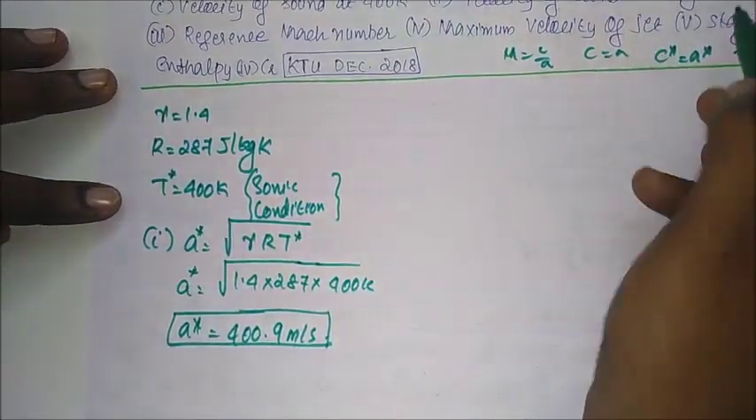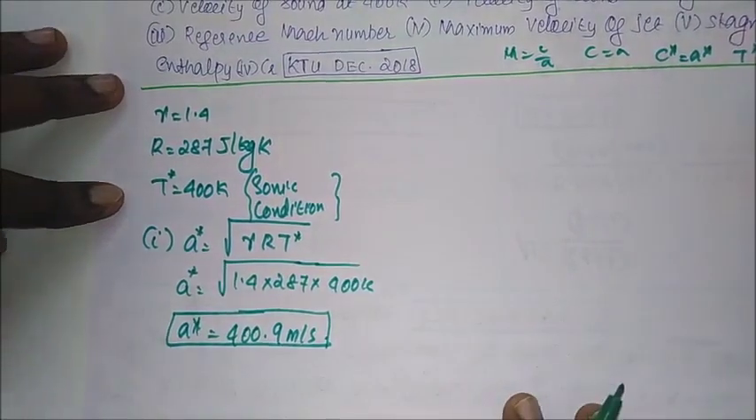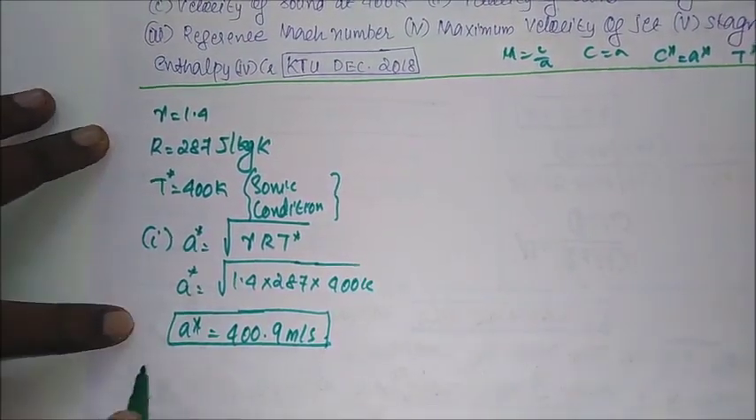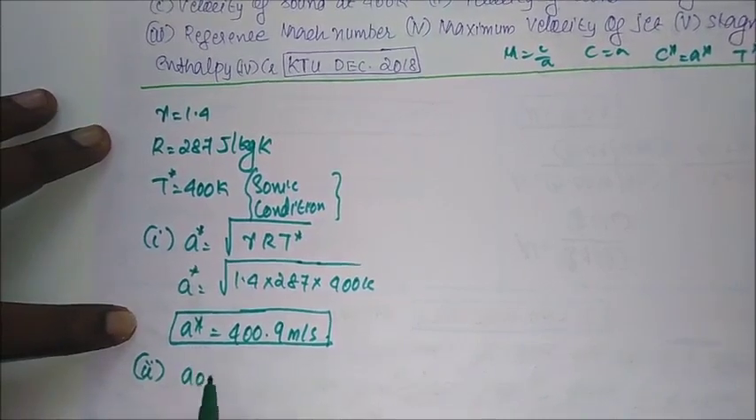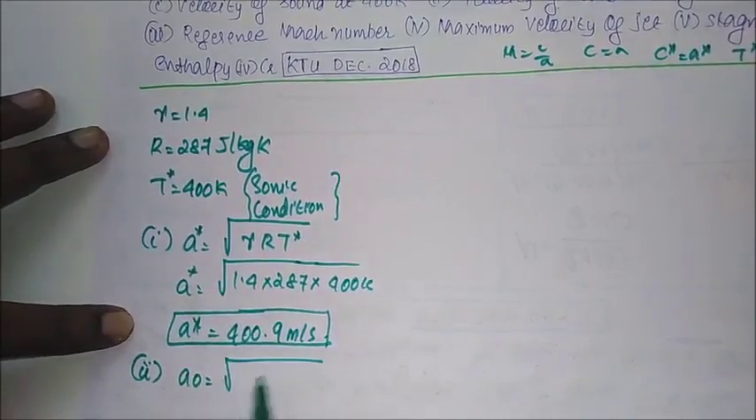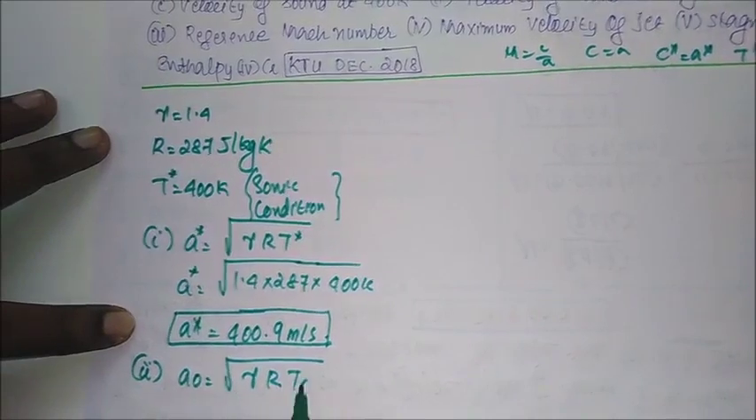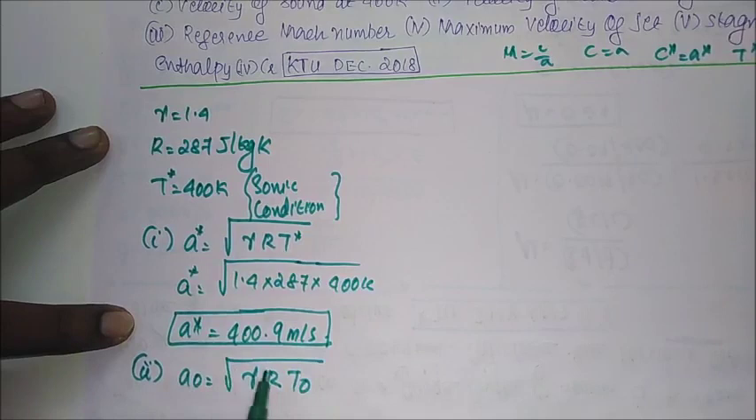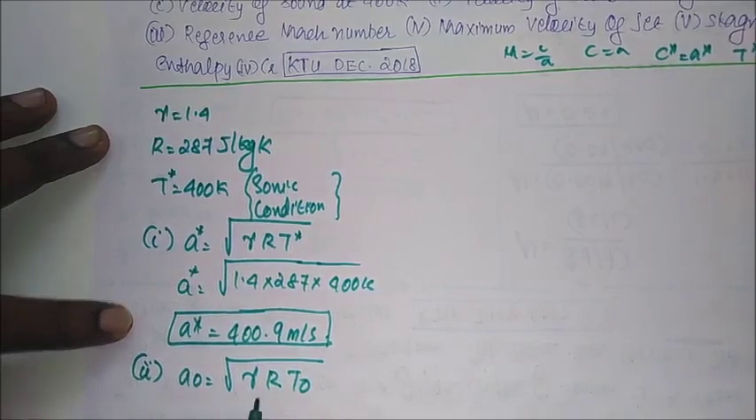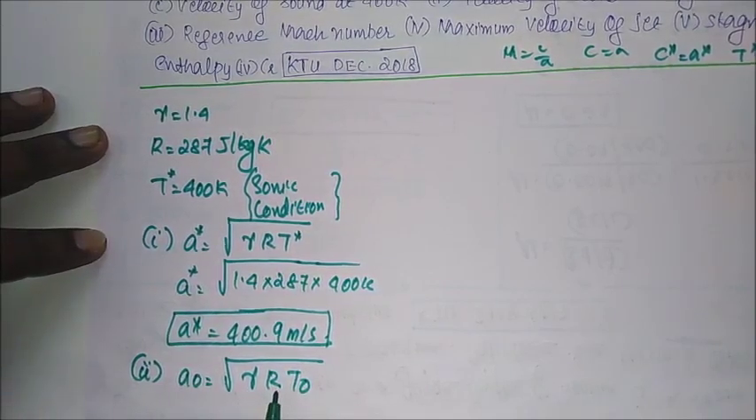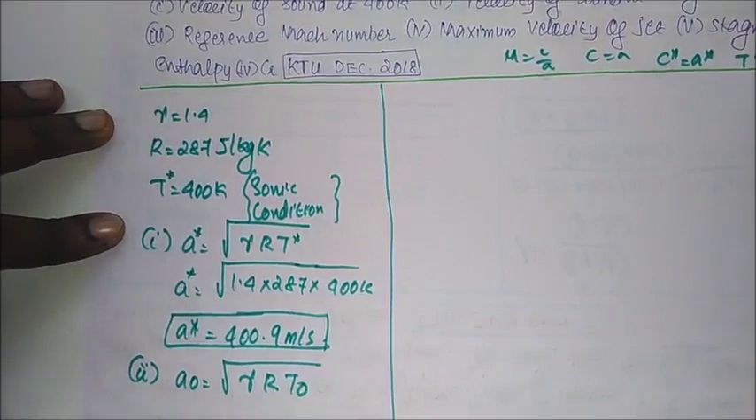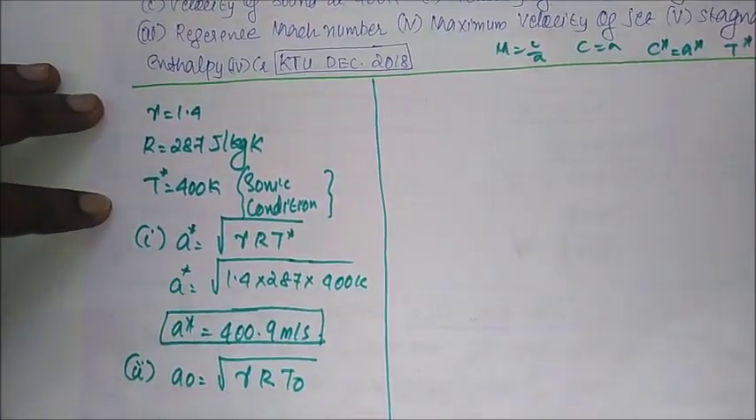Second one, velocity of sound at stagnation condition. What is the velocity of sound at stagnation condition? Second formula, that is A0 is equal to square root of gamma R T0, just as A star is equal to square root of gamma R T star. We know the value of gamma and the value of R, but we don't know the value of stagnation temperature.